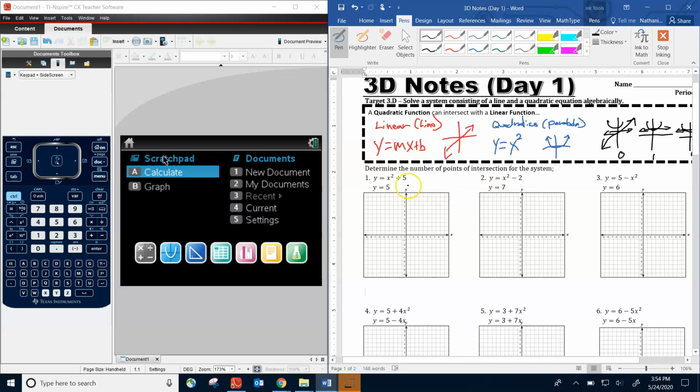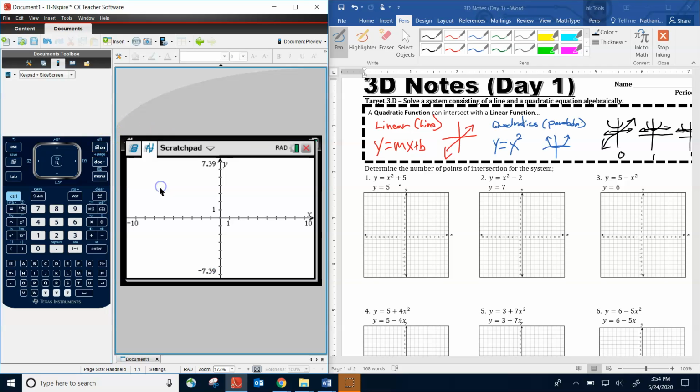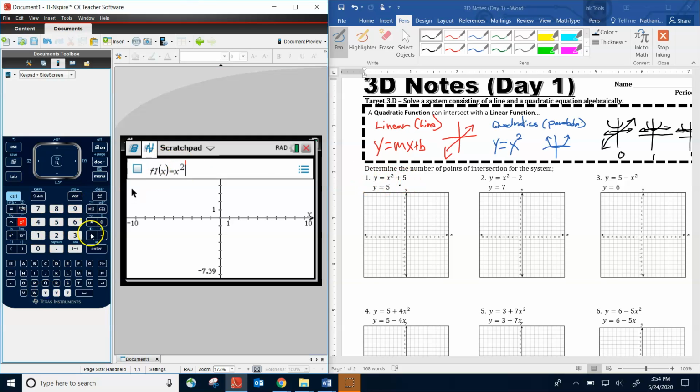Now, we're going to try to graph some of these. The first thing says determine the number of points of intersection for the system. To graph this, you're going to go to your TI Inspire program. You go down to Graph, and you should have a picture like this. Hit Tab, and that'll put in the first equation. You don't have to put the y equals part. I'm just going to plug in x to the power 2 plus 5 and hit Enter. And there is my parabola.